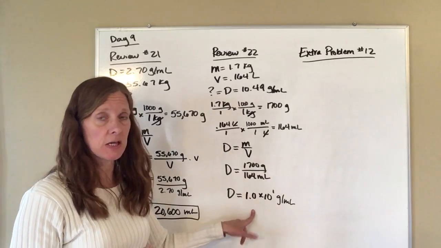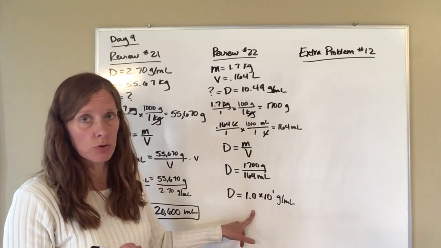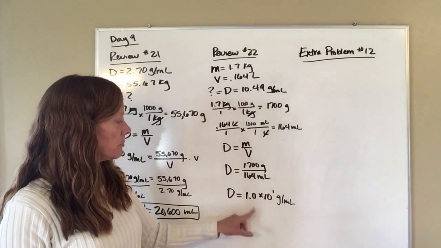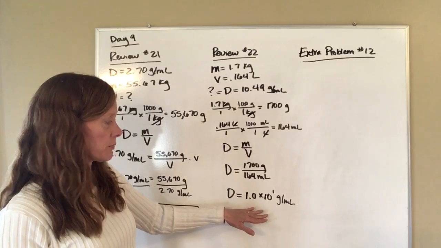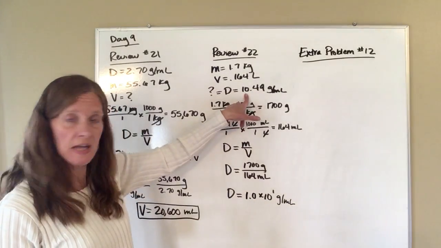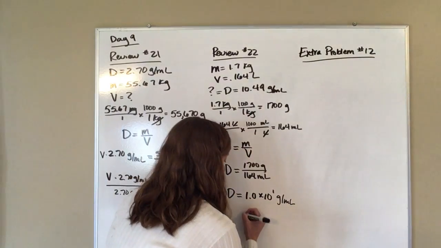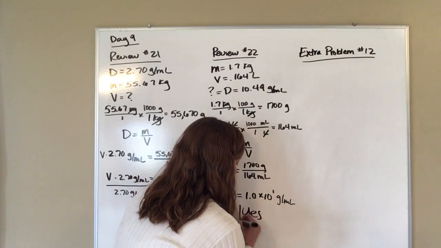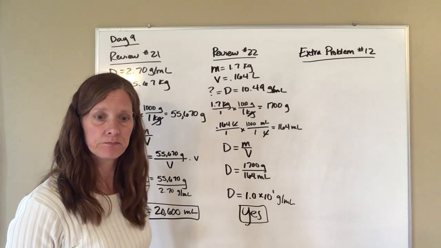Now, don't stop there, because the question said, is it truly silver or not? Well, you were supposed to compare this to this, and if I do compare these 2 numbers, this is 10, this is 10, and so to the proper number of significant figures, they are the same. And so the answer to the question is yes, the sample is very likely to be silver.